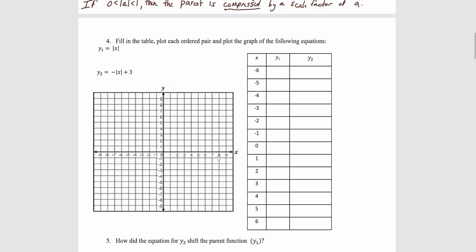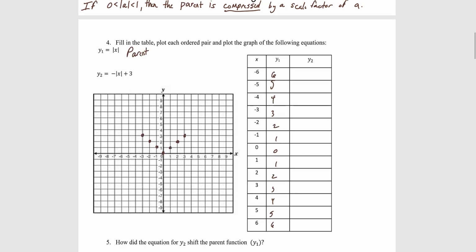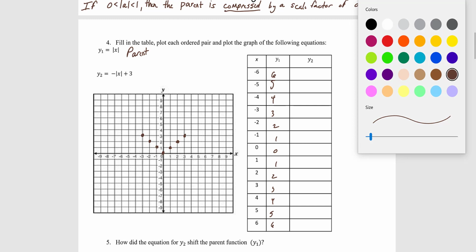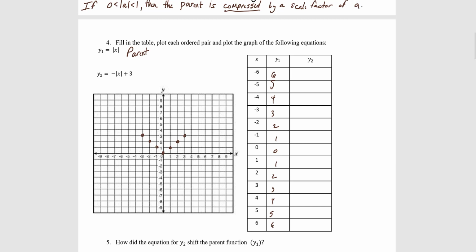All right, so finally, let's finish with this example. Go ahead and graph y1. So y1, of course, is our parent function. We've graphed that one many times. But now we want to graph y2. And y2 is equal to -1 times the absolute value of x plus 3.